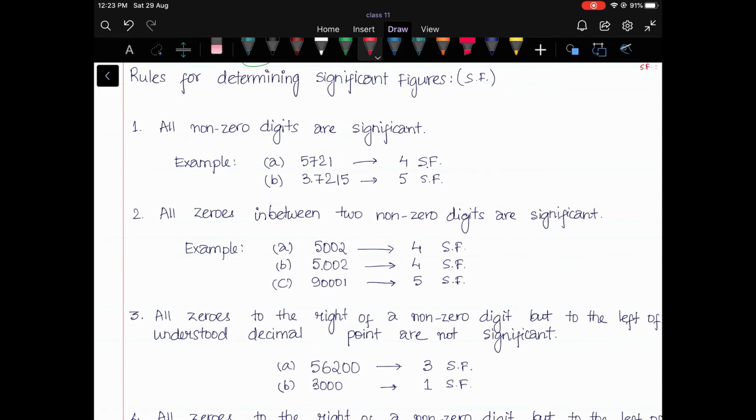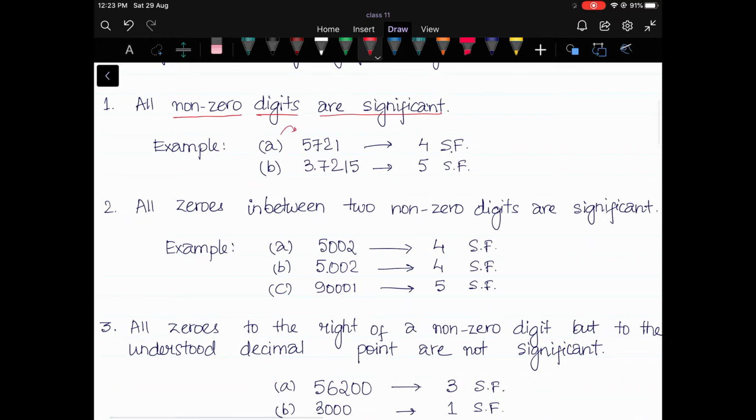The first rule says when we write a number, all non-zero digits, we have to call them significant. For example, we have this number here, 5721, and all of them are non-zero. That means there is no zero in this number. So we have to count all of them, 1, 2, 3 and 4, and as such in this number we have 4 significant figures. I can tell you this 5 is reliable, 7 is reliable, 2 is reliable, but this last one is unreliable. So when you add all the reliable plus one unreliable, that number becomes 4. So that is the number of your significant figures.